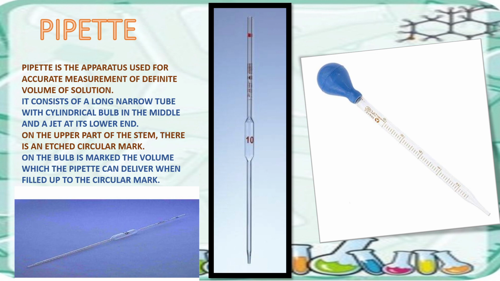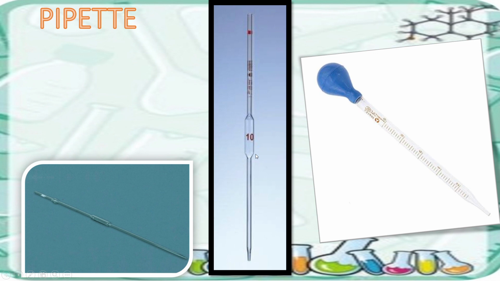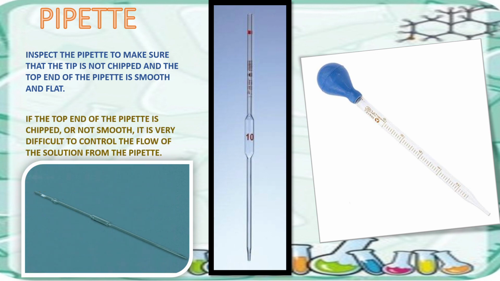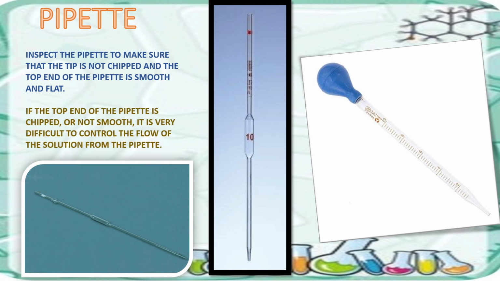So you can see, students, in this image, it is 10 written on the bulb. That means up to the mark, if we are taking the solution, that much solution will be the measure, 10 ml. Inspect the pipette to make sure that the tip is not chipped and the top end of the pipette is smooth and flat. If the top end of the pipette is chipped or not smooth, it is very difficult to control the flow of the solution from the pipette.